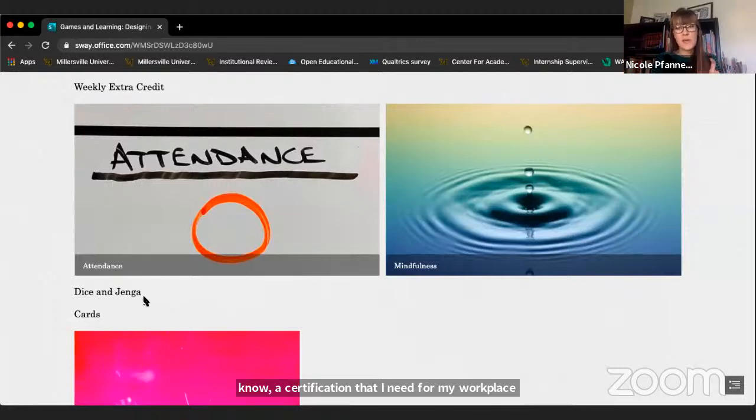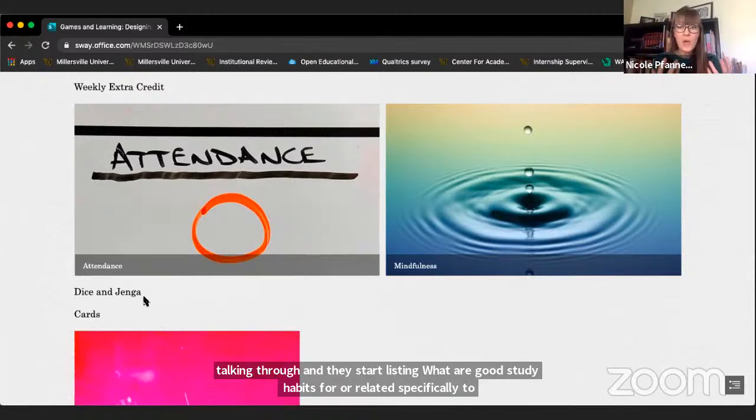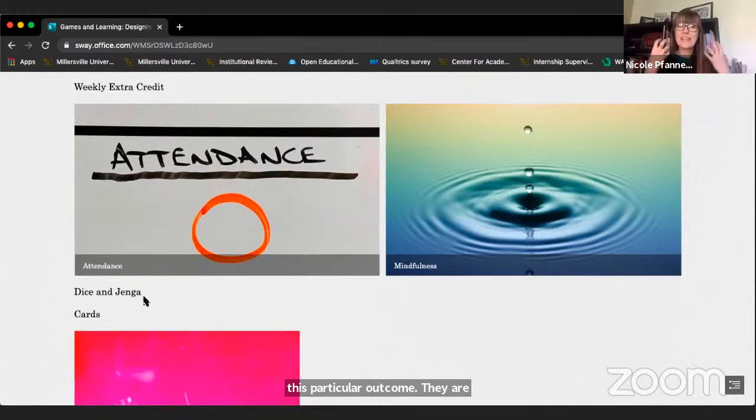Jenga becomes a really fun way to offload the stressors of studying onto Jenga. So you just build up Jenga like you normally would, and then students start talking through and listing what are good study habits related specifically to this particular outcome. They are empowered, contributing the language that they have access to, and then we can help correct and direct that language to what are positive approaches to studying and really help them build those skills and habits of mind, and what are negative.